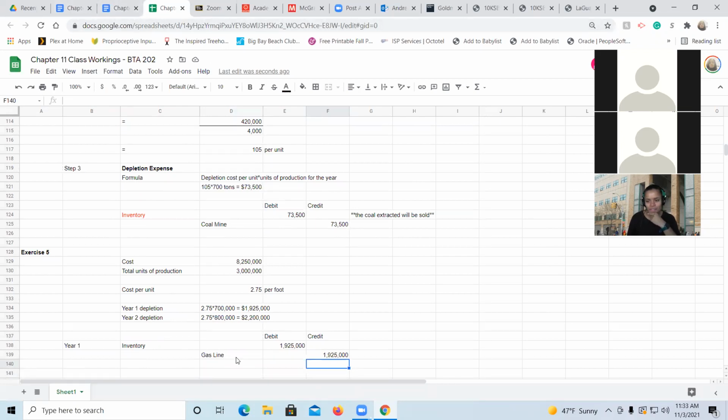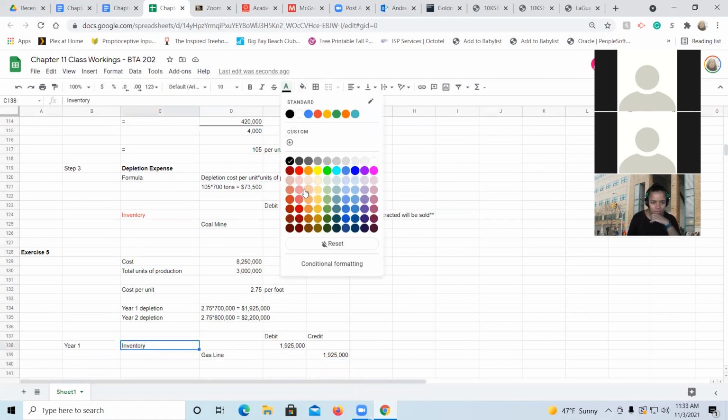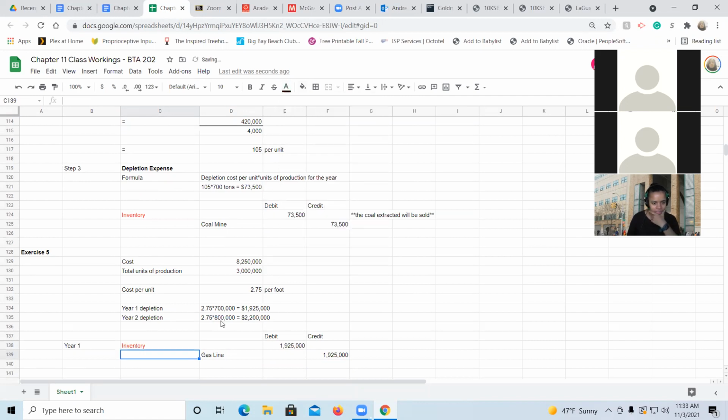The question didn't ask for this, but I just wanted us to make sure that we understand again that inventory, and you got it right, Antora, so thank you, that inventory would be the debit because the company is now going to go on and sell the natural gas onto whatever consumers it's working with. All right, so that's exercise 5, folks. Any questions on that solution there?